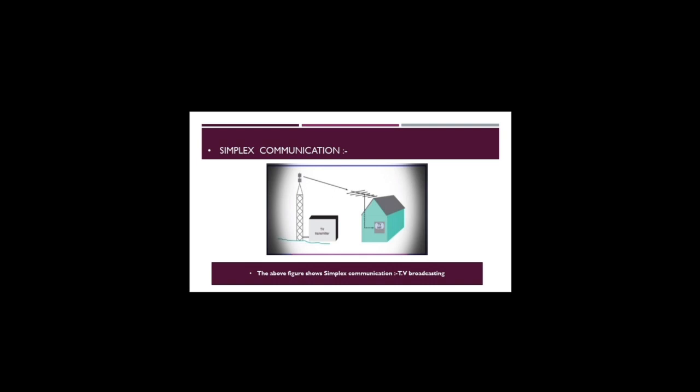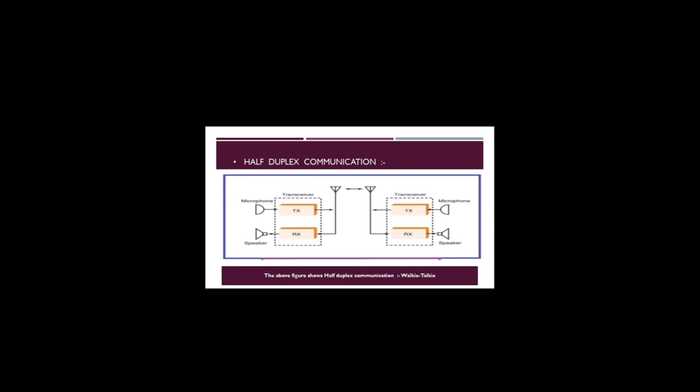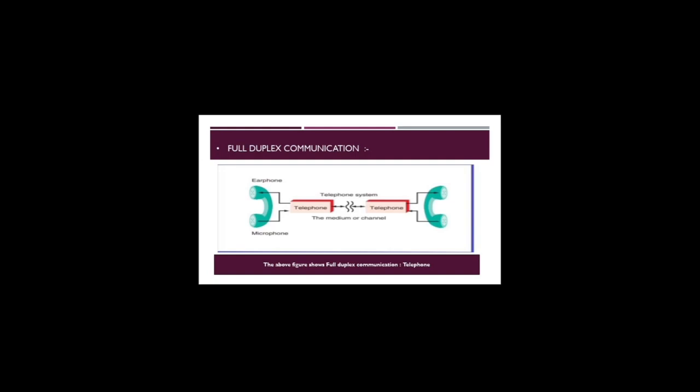So here is the picture of simplex communication, that is TV broadcasting. This is the picture of half duplex communication, for example walkie talkie. Here is the picture of full duplex communication, that is telephone communication.